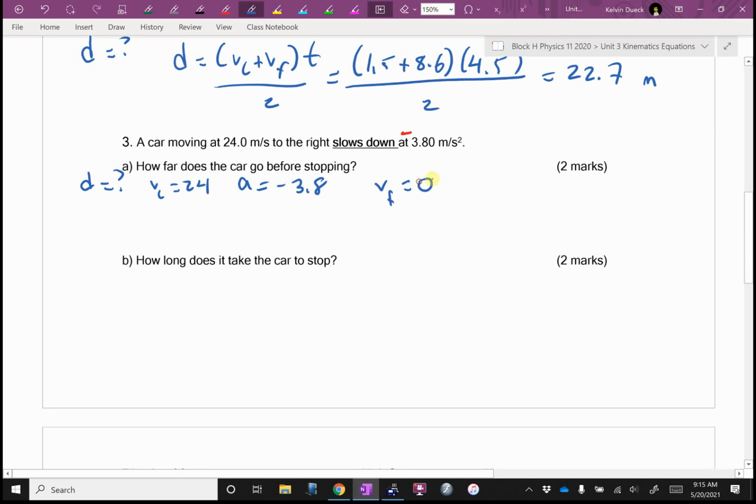Braden, which equation? I'll give you a hint. A equals. No, D equals. Yeah. Equals, yes.